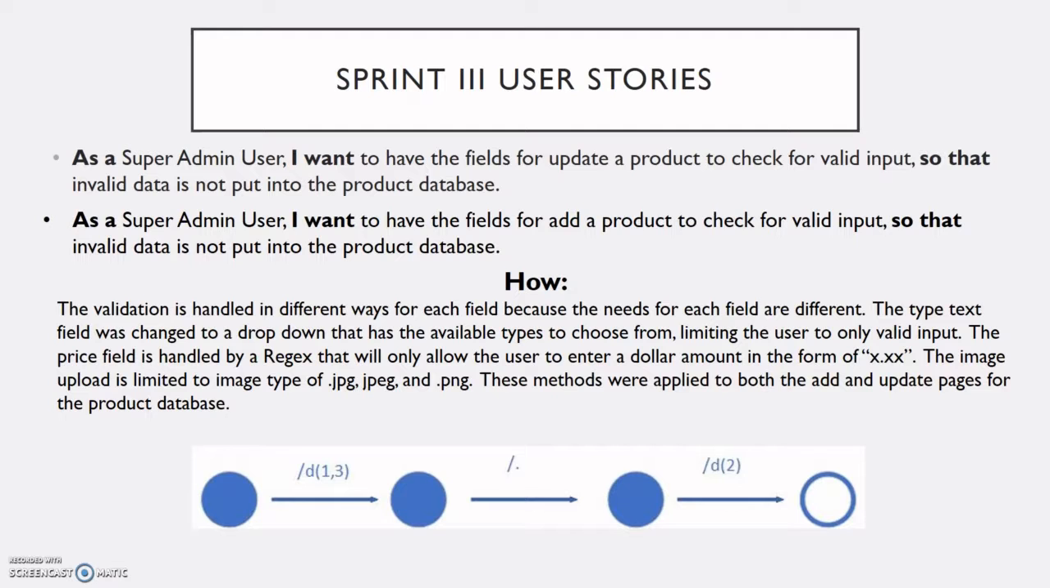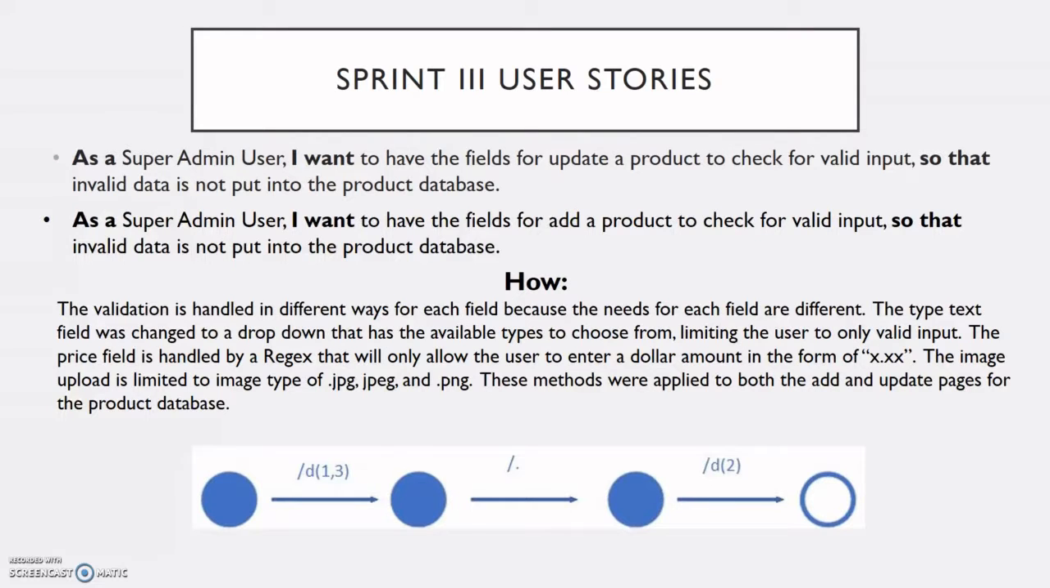Sprint 3 User Stories. As a super admin user, I want to have fields for update a product to check for valid input so that invalid data is not put into the product database. As a super admin user, I want to have the fields for add a product to check for valid input so that invalid data is not put into the product database.